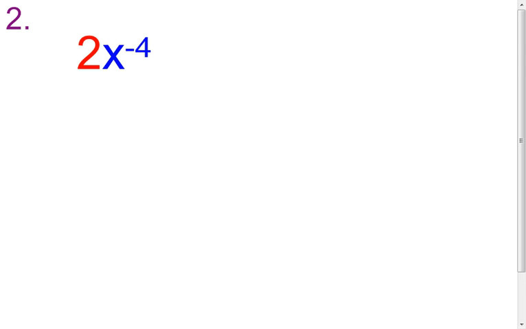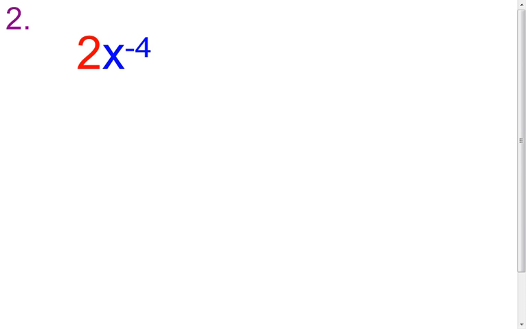Okay? Here, this is 2x to the negative 4th. The most common mistake I see, people realize that the x to the negative 4th needs to go in the basement, but they'll write this as their answer. Be really, really careful because the 2 is not being raised to a negative power. Only the x is being raised to a negative power.